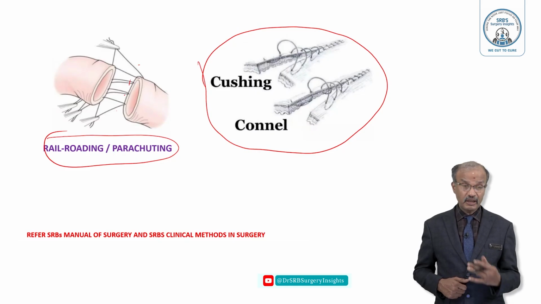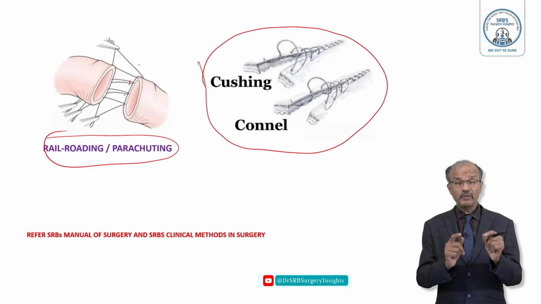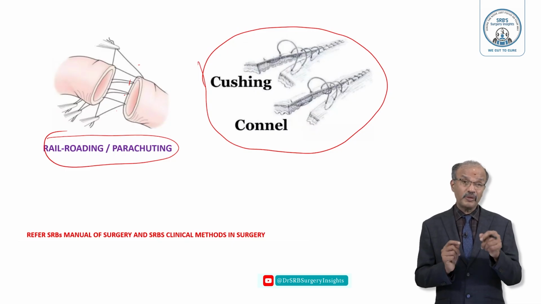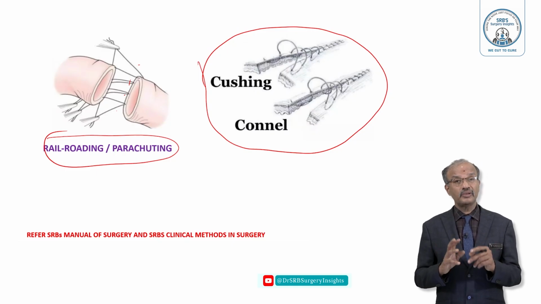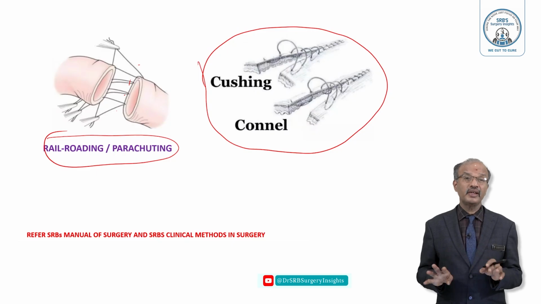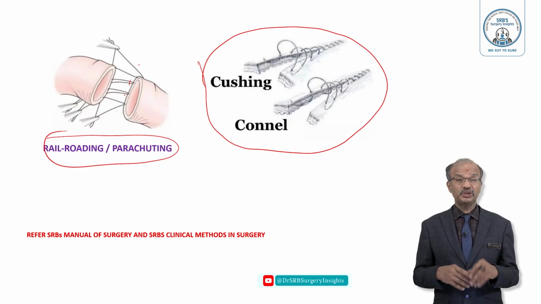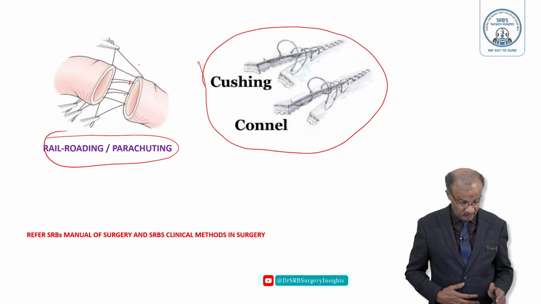Once you take the bites fully, then put the knot, because once you put the first knot, you won't be able to see the edge properly in the depth, in the rectum or esophagus, and you won't be able to take a proper bite. An improper bite will lead to a tear, and your anastomosis will be inadequate and may cause a leak. So take all bites first, posterior row and anterior row, then put the knot. That is called parachuting or railroading.